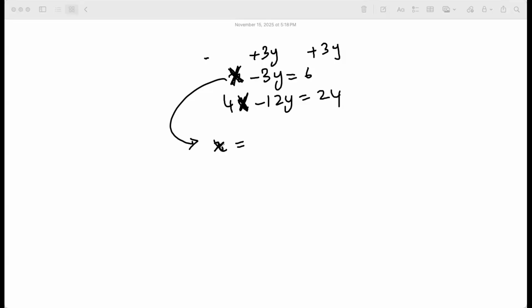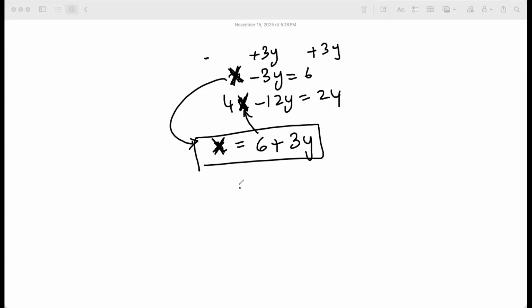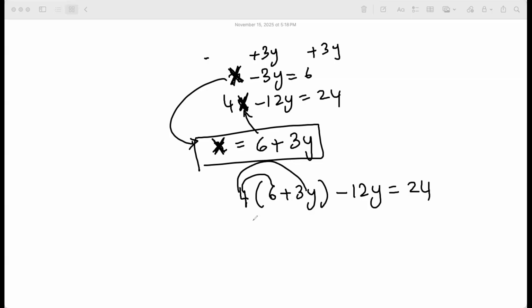Okay, so basically x would equal 6 plus 3y. Okay. Now what do I do? We have to substitute. Instead of that x, I'll substitute 6 plus 3y. Put it in brackets. 4 times 6 plus 3y minus 12y equal to 24. What do I do now? Substitute that. So it would be 24 plus 12y minus 12y equal to 24.